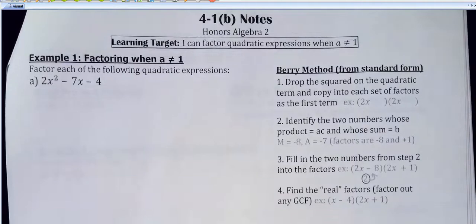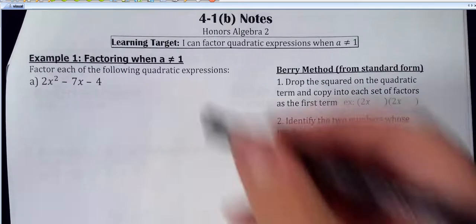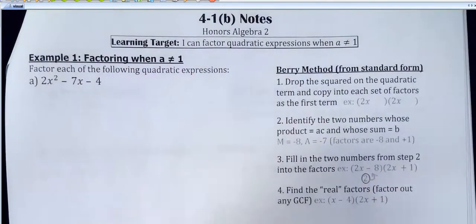We're just going to get into this today. What I have on the right side of the paper is an explanation, so if you wanted to go back and read it, of what we're going to do to factor this. It's very similar to the process we did on Friday. The main difference is the a value will not be 1.